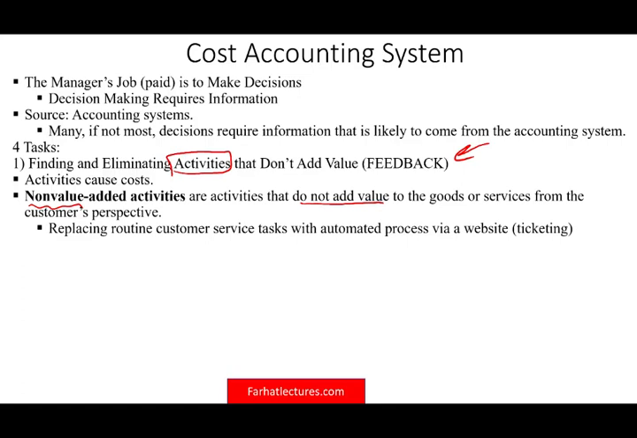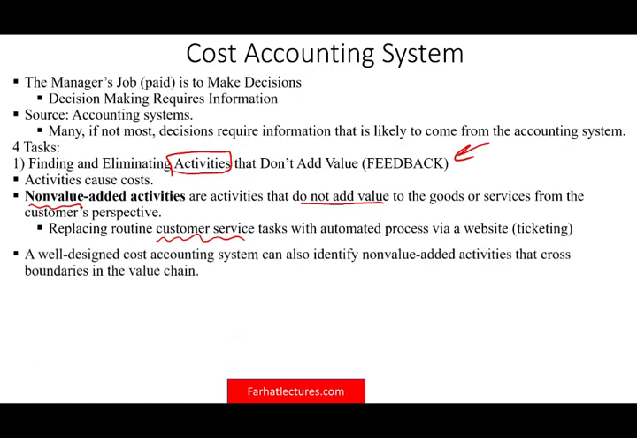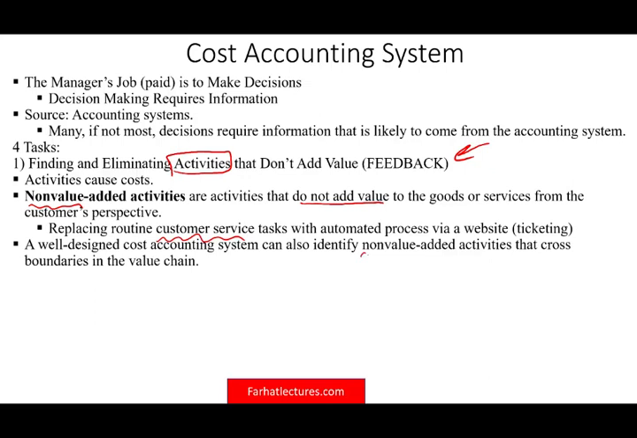What could be an example? For example, if you notice that you could replace your routine customer service task with some type of automated system through a website. For example, rather than having people answering phone, reserving tickets, you can have a website that can do the same thing. Once again, we need to look at those non-value-added activities throughout the whole value chain, not just in one place. So that's one thing the cost accounting system should give us. Find and eliminate non-value added activities.